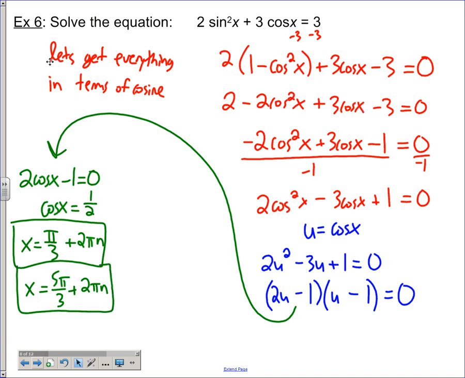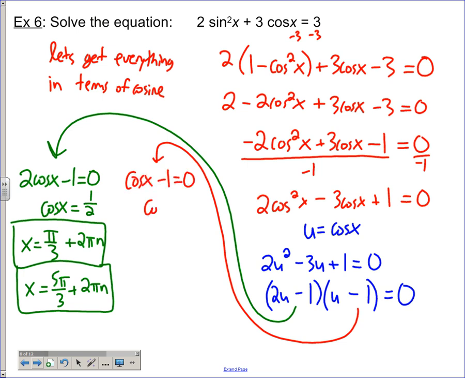And then our other problem, u minus 1, that's our other factor. So u minus 1 would give us cosine x minus 1 equal to 0. That means cosine of x is equal to 1. That only happens at an angle of 0 radians. So we can write x equals 0 plus 2 pi n. We don't even need the 0, so we'll just write 2 pi n. Okay, so there's our 3 answers boxed out.